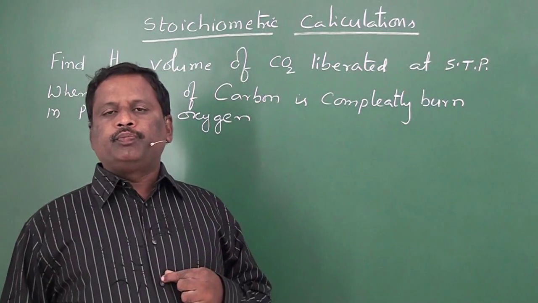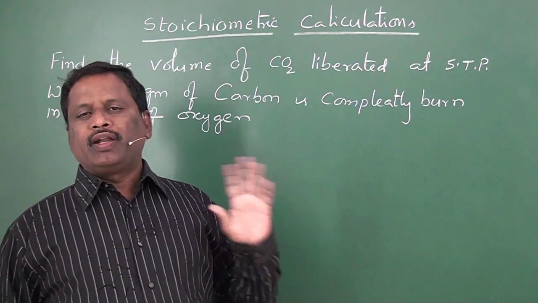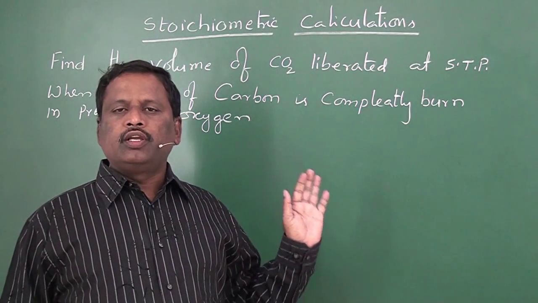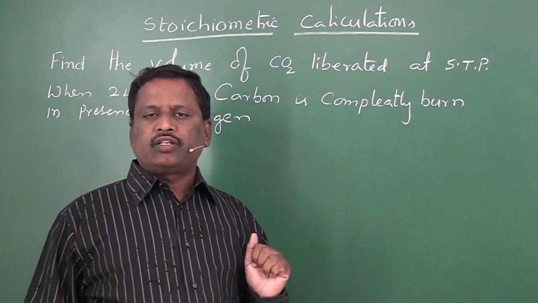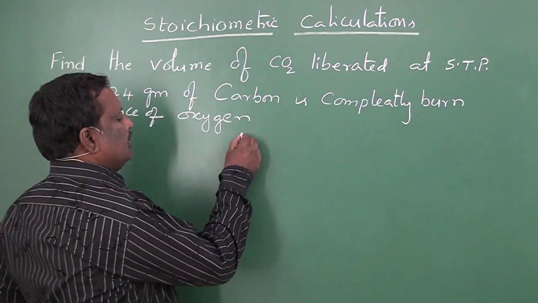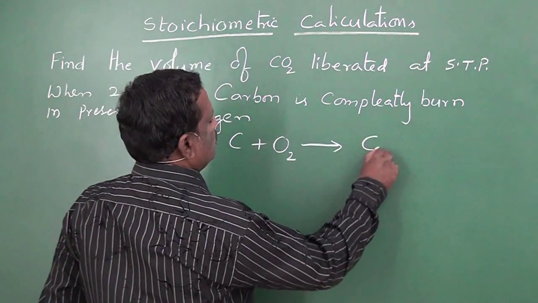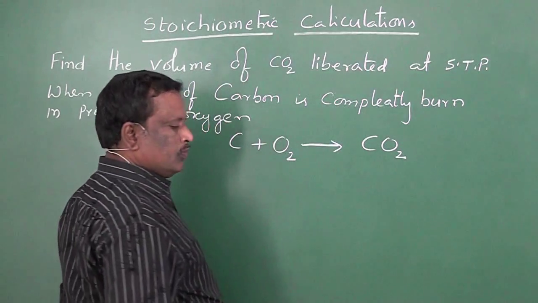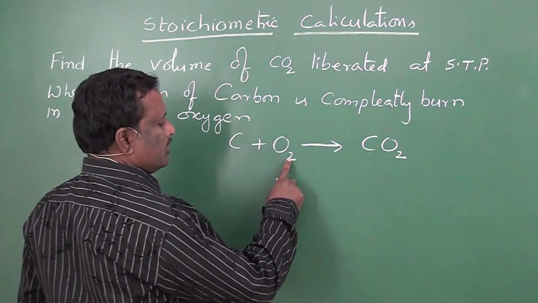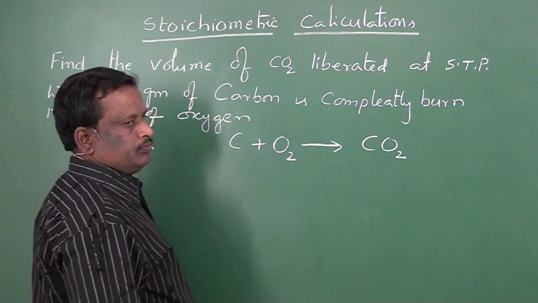Now, in the present problem, carbon was burned in presence of oxygen to give carbon dioxide. So, the first step we have to do is write a chemical equation for the above said problem. Carbon was burned in presence of oxygen to give CO2. So, 1 carbon on reactant side, 1 carbon on product side, 2 oxygens on reactant side, 2 oxygens on product side. So, the equation is balanced.